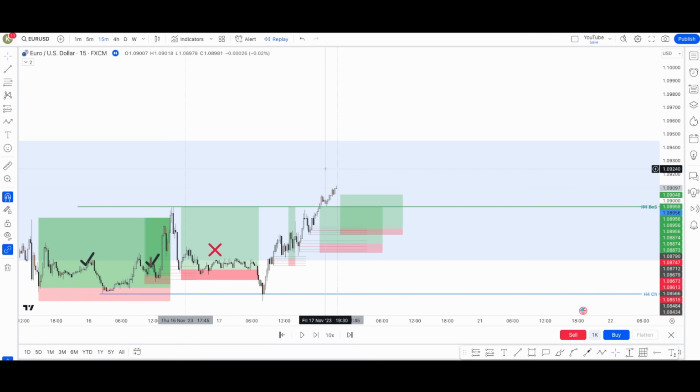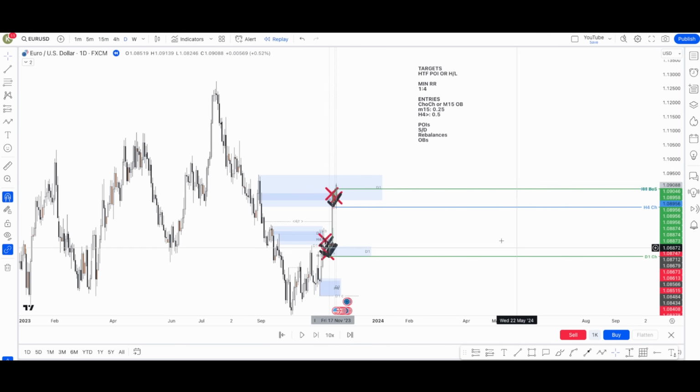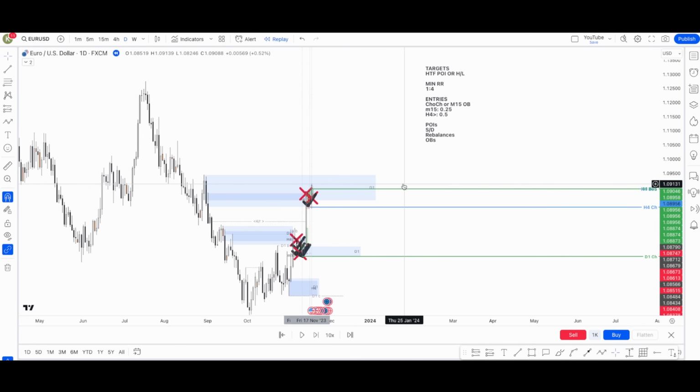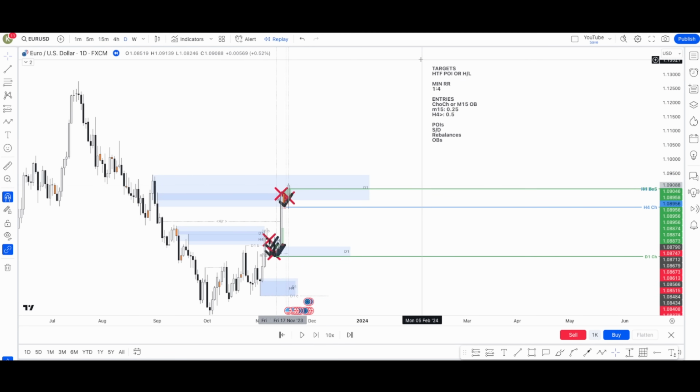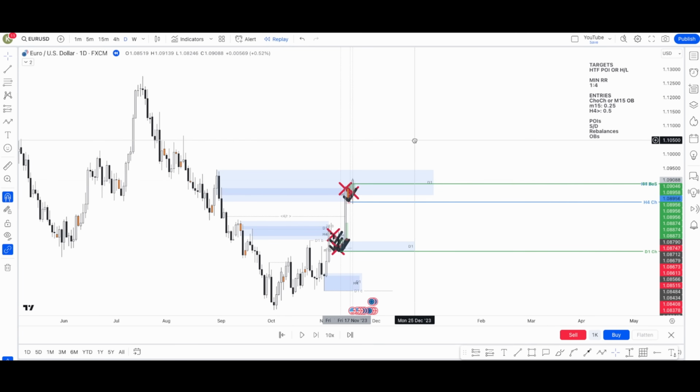So if we start off on the daily, we're essentially just looking for supply and demand zones, possibly order blocks. This might be some workings which we got from last week. There we go, there's the rules from last week if you want to have a quick look. So we're looking for areas of supply and demand, areas where price is likely going to reverse.